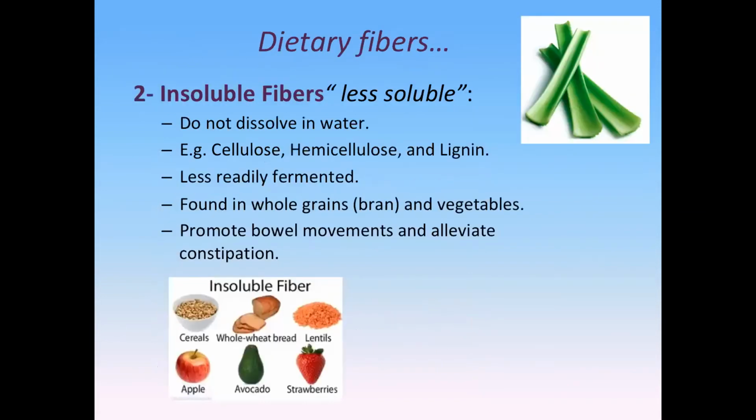Now, the insoluble fibers are less soluble, so they don't usually dissolve in water. The examples are cellulose, hemicellulose, and lignin, and they are less readily fermented. They're found in the whole grains, the bran, as you can recall the bran of the wheat. It has a cover or a shell that is hard. So the bran is the outer layer of the wheat kernel. So these are the insoluble fibers, and they promote bowel movement and alleviate constipation.